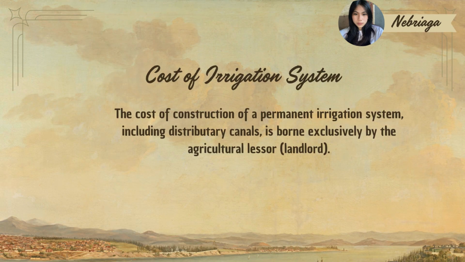Cost of irrigation system. The cost of construction of a permanent irrigation system, including distributary canals, is borne exclusively by the agricultural lessor. So, the landlord is responsible for paying the construction or repair of any permanent irrigation system sa isang farm. Hindi ito dapat ipasa sa farmer. So, for example, if a new water canal needs to be built for the crops, the landlord siya dapat yung mag-shoulder ng lahat ng gastos, hindi yung farmer.